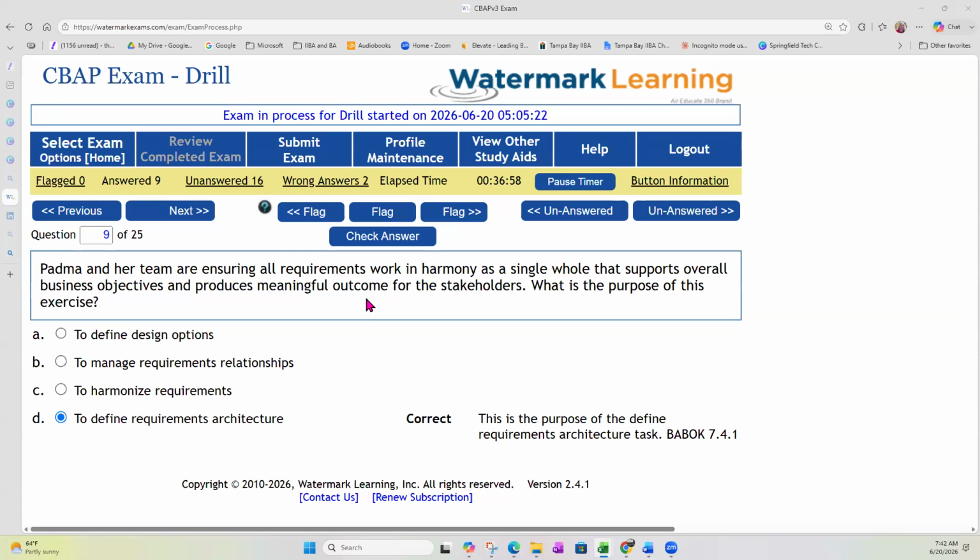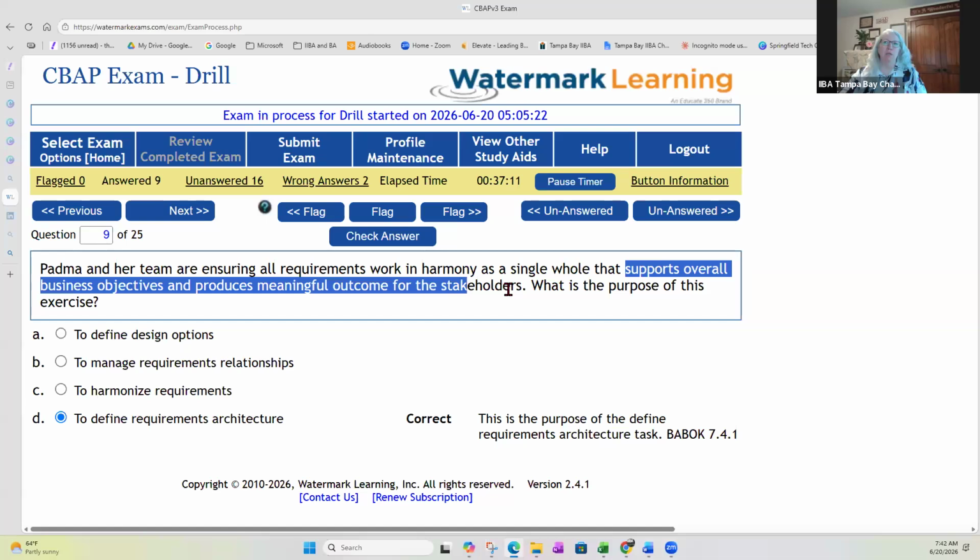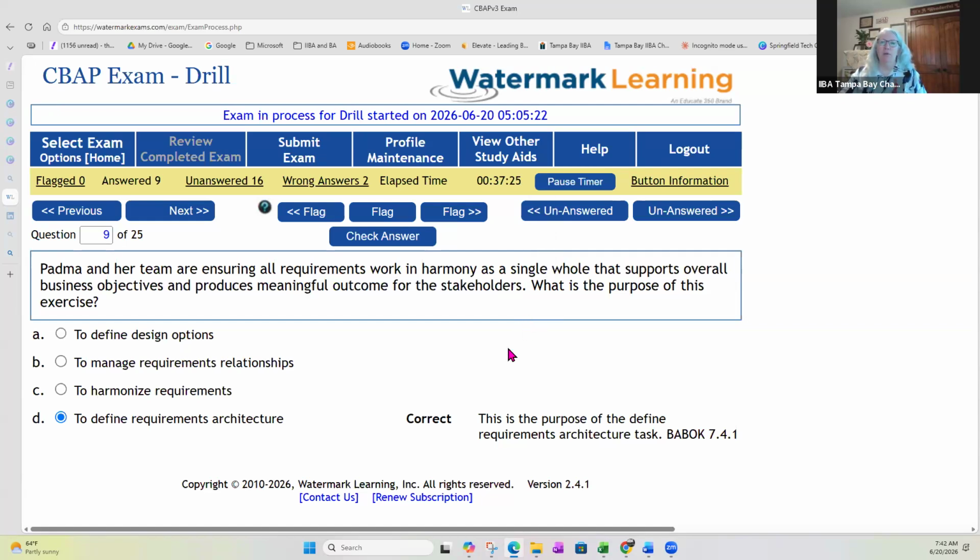This is the most important thing in this question. Right, right. We want to support the overall business objectives and produce a meaningful outcome for the stakeholders, which directs us to define requirements architecture. And the goal for that one is to be sure they collectively support each other to fully achieve the objective. Collectively and harmony are kind of synonyms in this case.